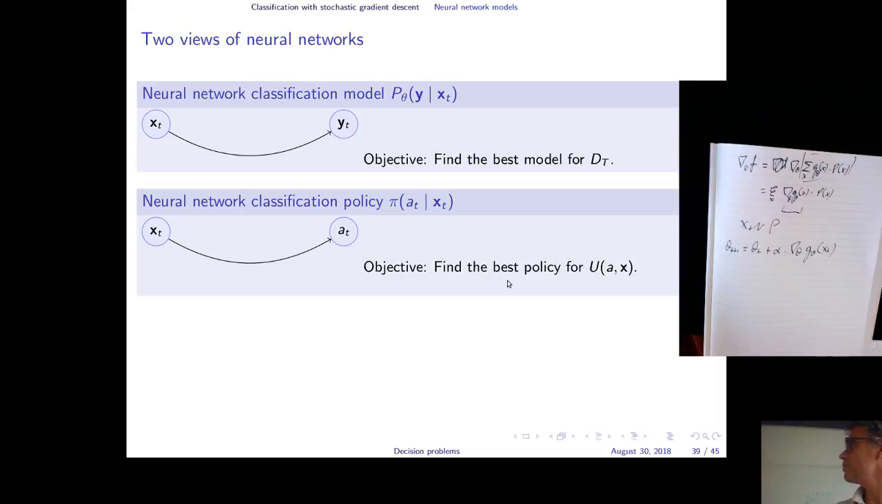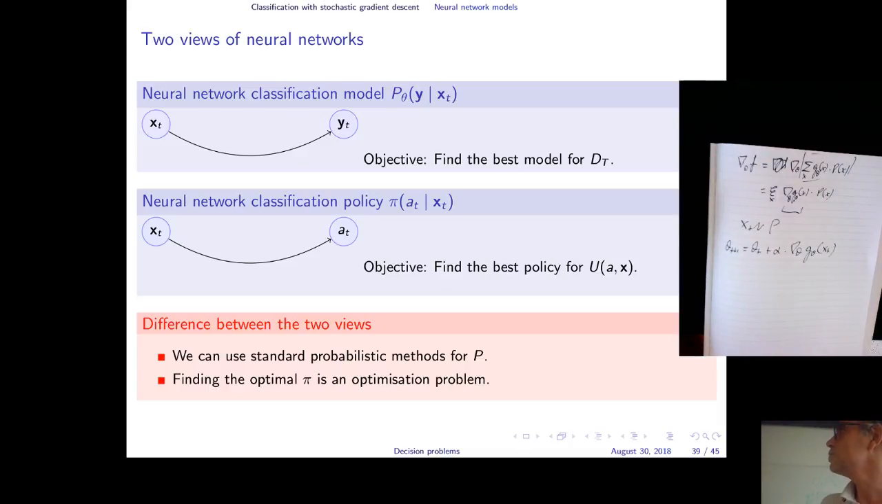And in this case you have some explicit utility. Here the utility is not defined, but typically it's something that relates to how close this probability is to the real one. So it's some kind of negative divergence or something like that. Typically it's the negative cross entropy for classification, and this is what you actually use. So the difference between the two views is very simple. For the first one we could use standard probabilistic ideas, but it's usually very complicated because there is not a finite number of models. While the second problem is the optimization problem. We can actually formulate this as an optimization problem as well.